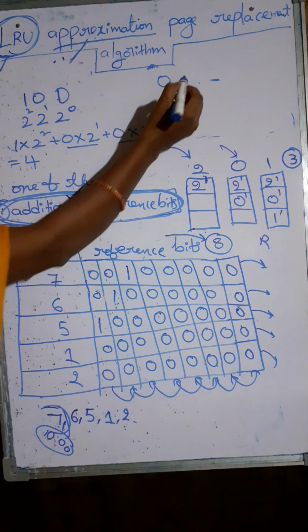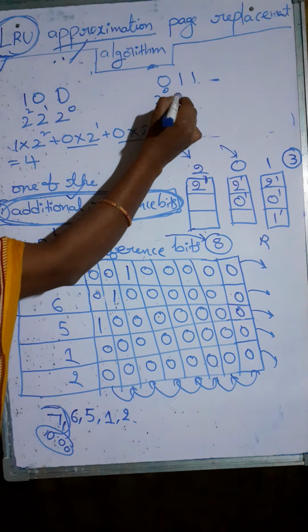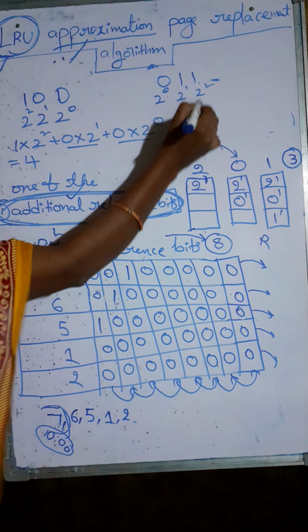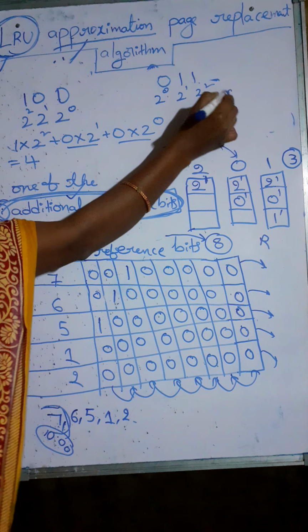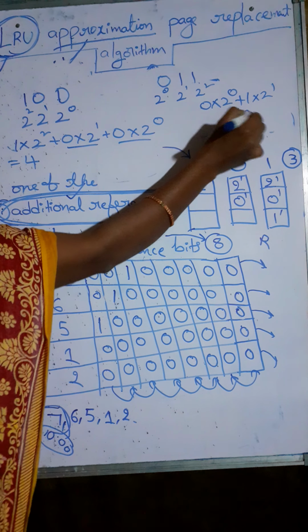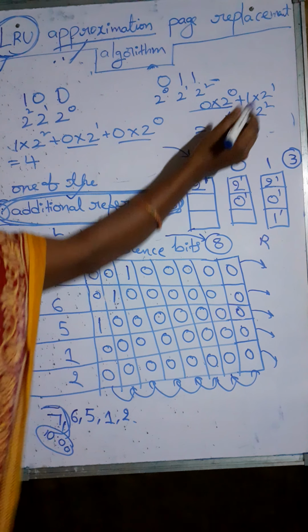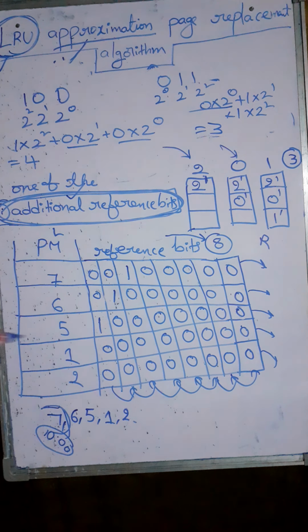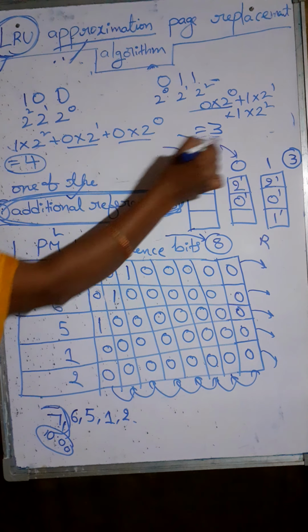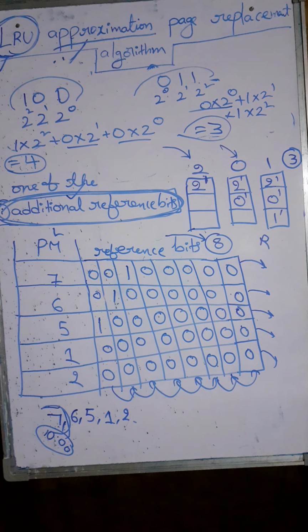So for example, if I have 0, 1, 1. Okay, so what is the result? 2 power 0, 2 power 1, 2 power 2. So 0 into 2 power 0 plus 1 into 2 power 1 plus 1 into 2 power 2. What is the value? 0 into something is 0, right? 2 power 1 is 2 plus 1, that is 3. These are the decimal values and this is the binary value. This is the process to convert binary values into decimal values.